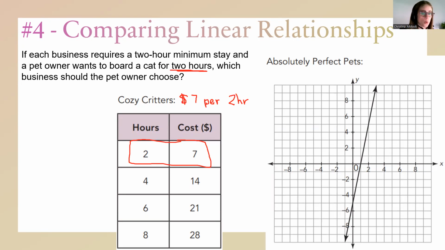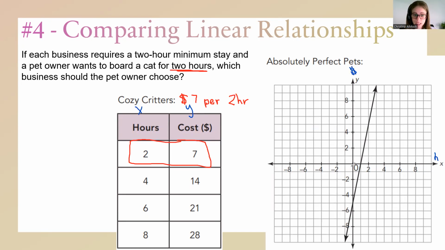Now, we want to know where it is for our graph, for our absolutely perfect pets. Even though there's no labels here, our table had labels. And because we know it's the same thing, because we're comparing, our first one here is our X. So our X represents the hours. And then our second column is our Y. So our Y is representing the cost.